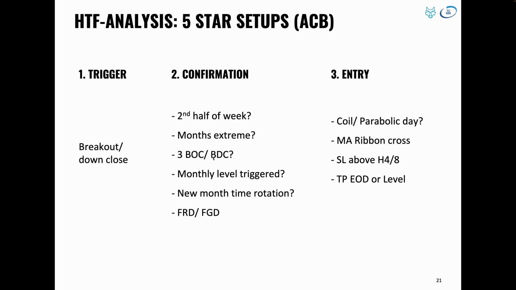And from there, you would then go down and look for the entry, relatively similar to what we just saw. You want to have a coil on the day, a parabolic pattern on the day. Then you look at the MA ribbon. That's the different EMAs, and you want to have those crossed. And then you look at the TrendPredator multi-timeframe structure, of course. So you want to look at the 8-hour and 4-hour, the stop loss above one of those, and take profit then at a specific level, previous day low, for example, or range expansion, or maybe end of the day.